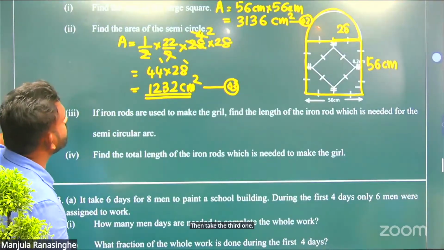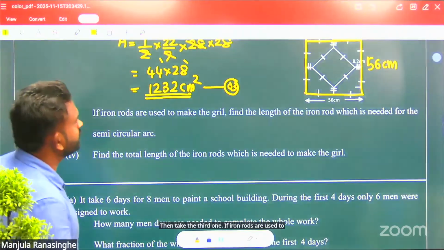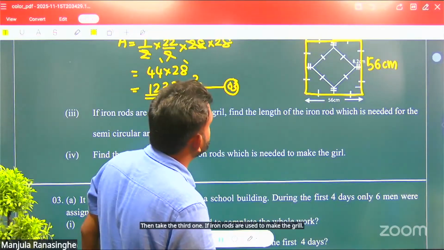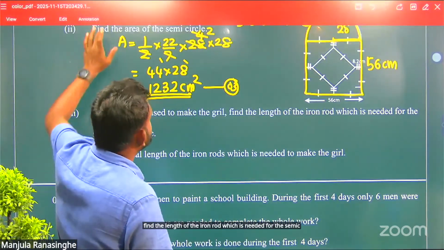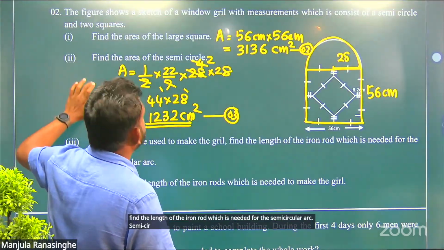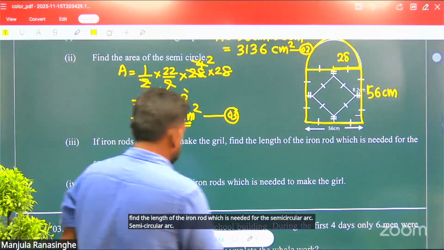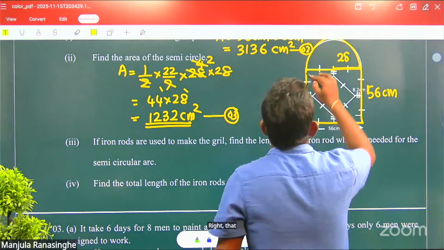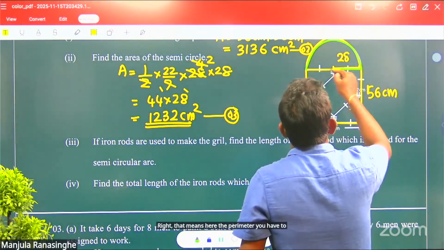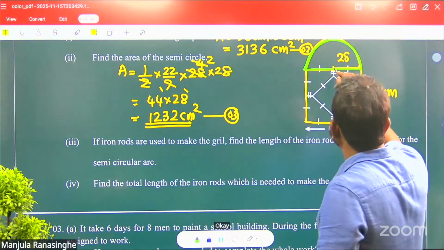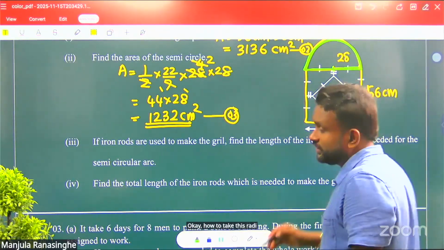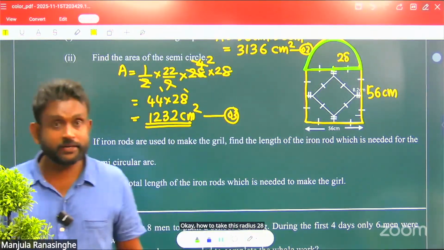Then take the third one. If iron rods are used to make the grill, find the length of the iron rod which is needed for the semicircular arc. That means here the perimeter you have to take. This perimeter you have to take. How to take this? Radius 28, sector arc length you will take.